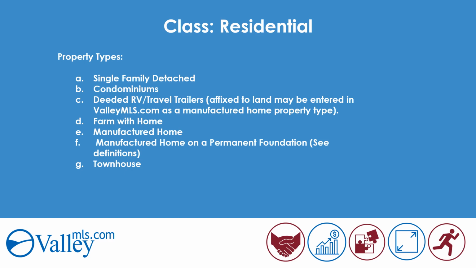B, condominiums. C, deeded RV/travel trailers. This is where a deeded RV affixed to the land may be entered into ValleyMLS.com as a manufactured home property type. D, farm with home. E, manufactured home. F, manufactured home on a permanent foundation. G, townhouse.